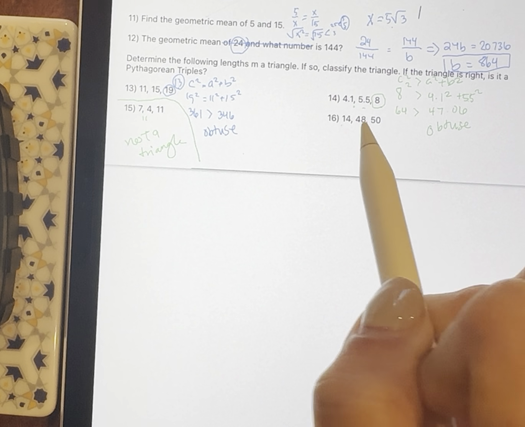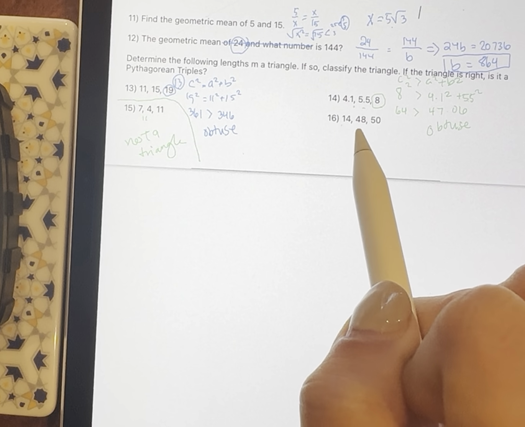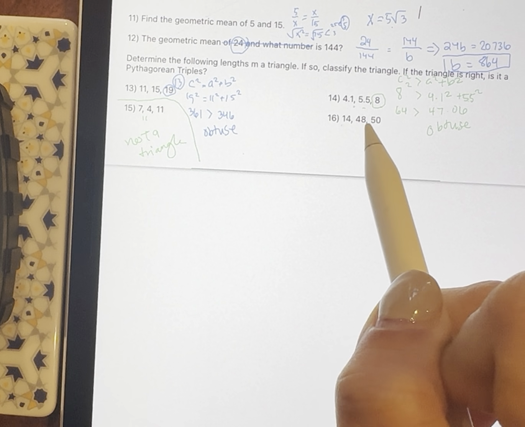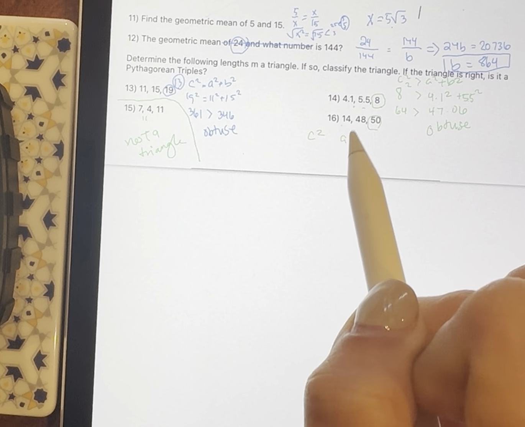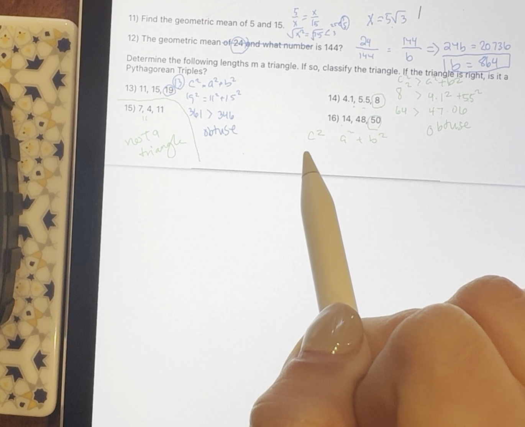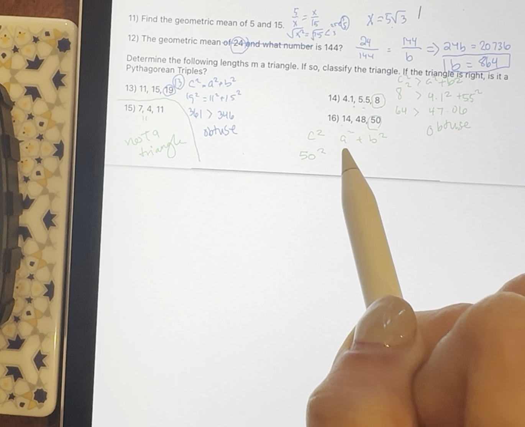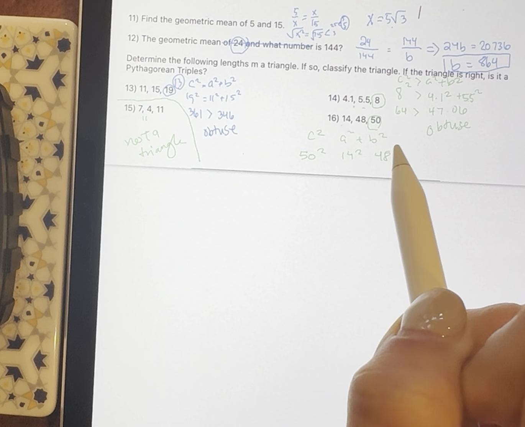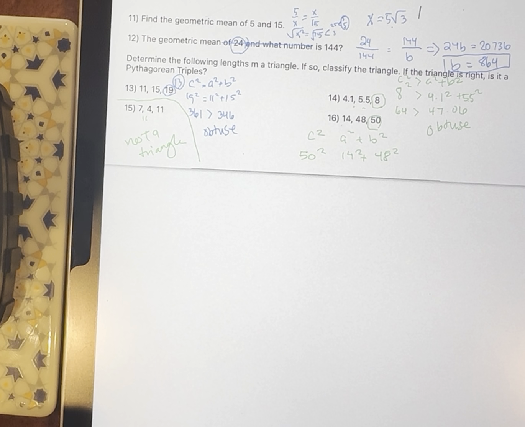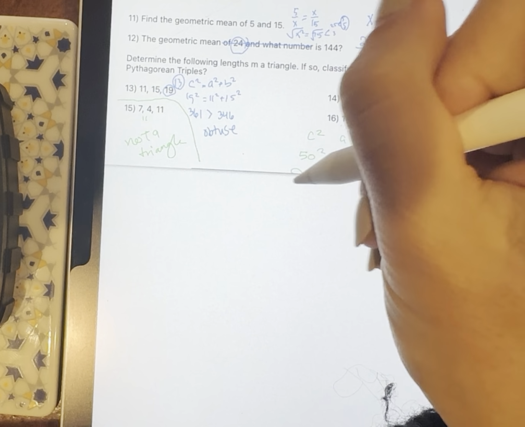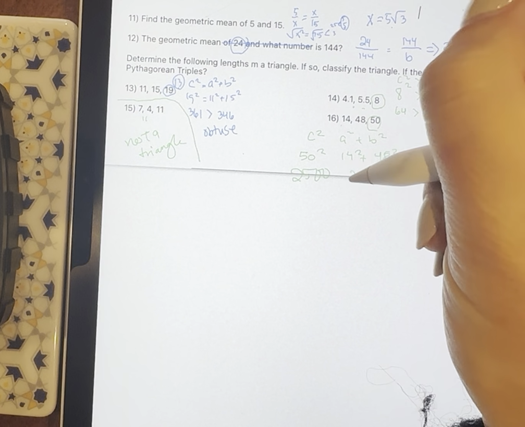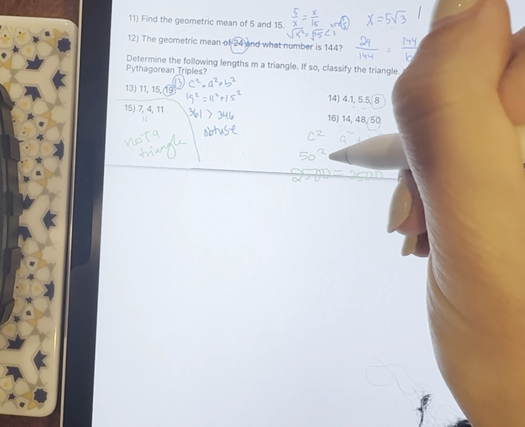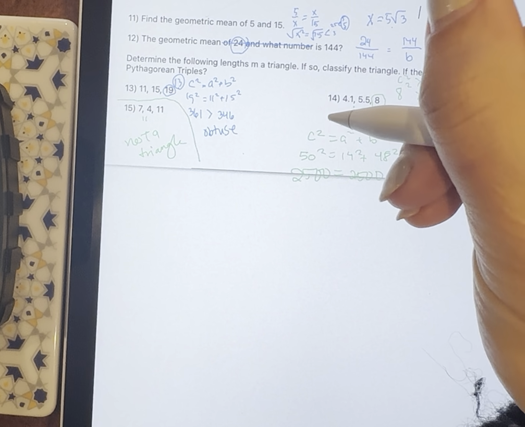And then over here, 14, 48, and 50. 14 plus 48 is definitely bigger than 50. I'll take the 50 and I'll go c squared, a squared plus b squared. So 50 squared, 14 squared, 48 squared. Okay, 50 squared is 2,500. And then 14 squared plus 48 squared is, believe it or not, 2,500. This is an equal to relationship, and this one, 16, is right.